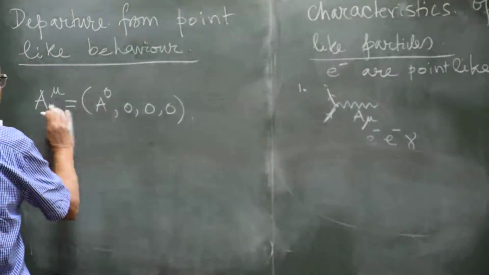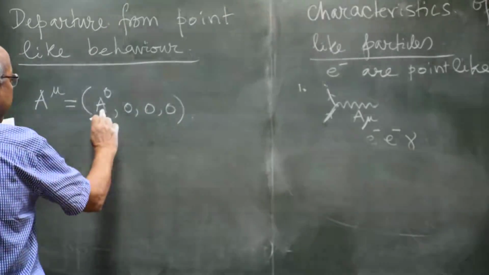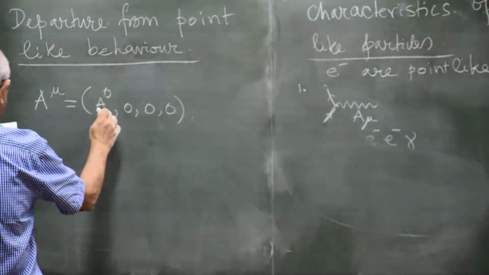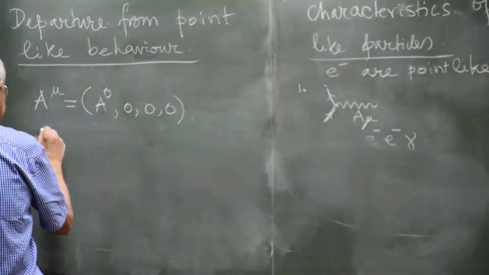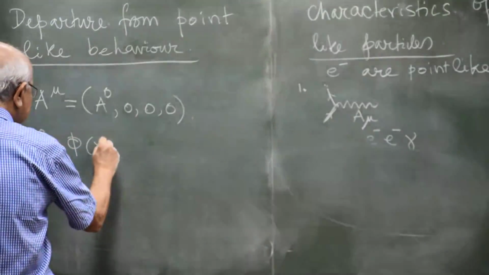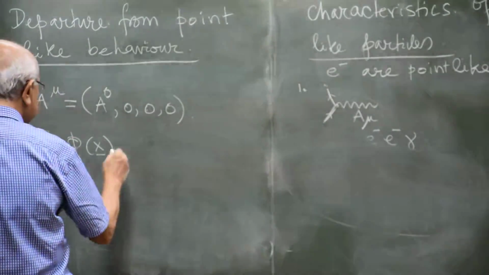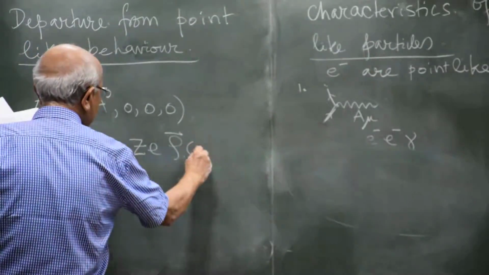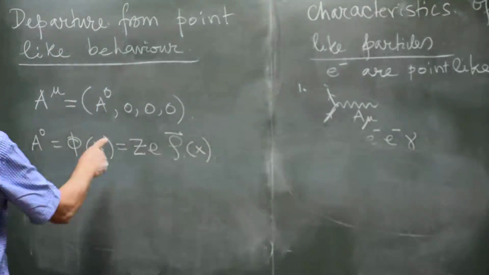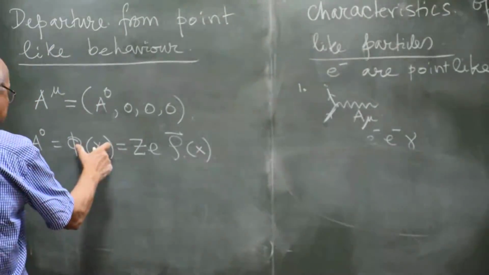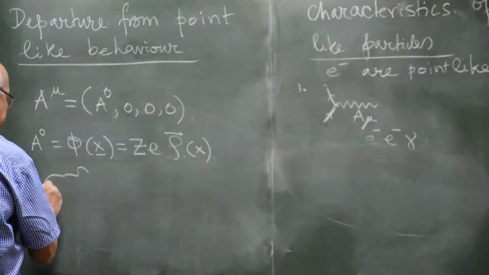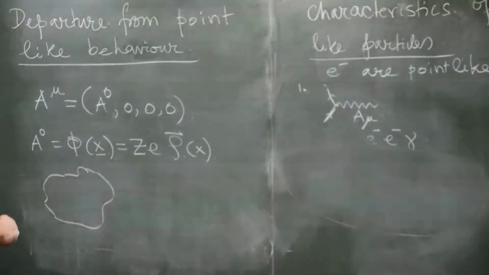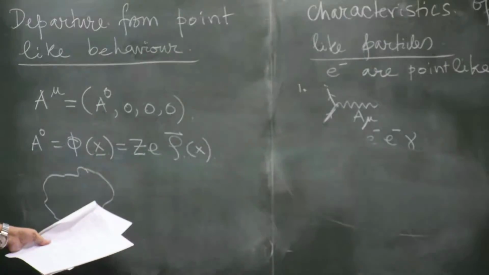where now it has no vector potential, no magnetic field, but it has a scalar potential, the scalar component of this 4 vector, and this A0 is a static function phi of x, which you can write as. So what I mean is that this phi x is representing a charge distribution, that is, phi x is non-zero, suppose, within this boundary.